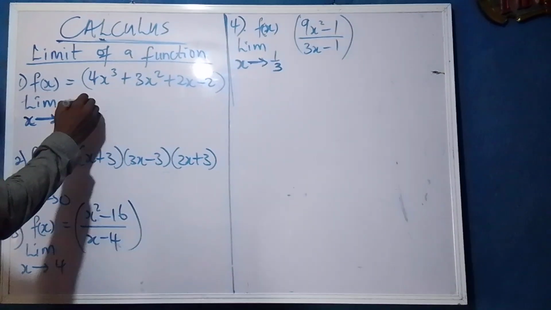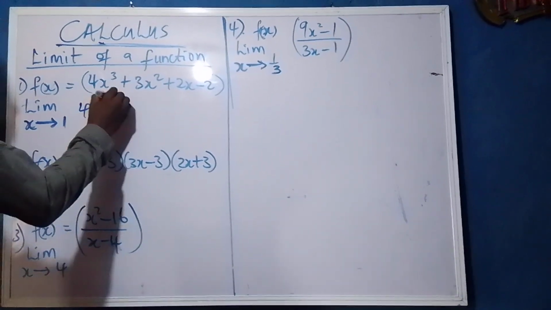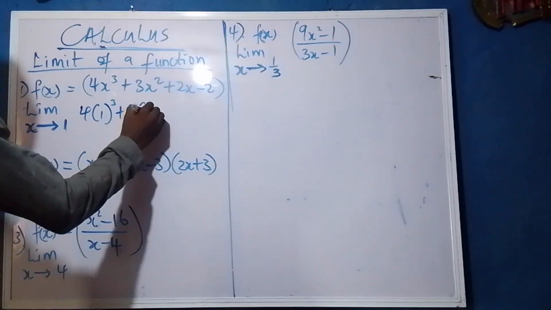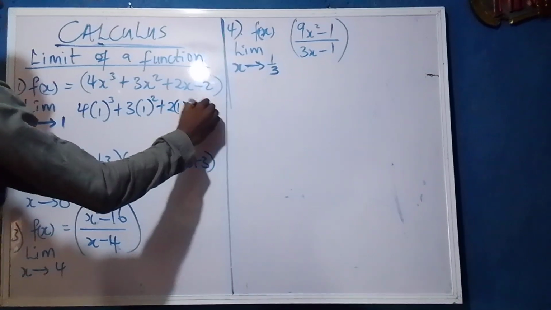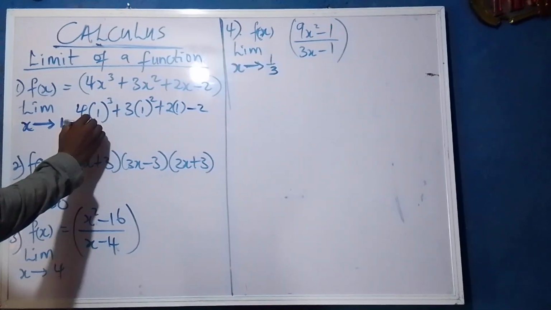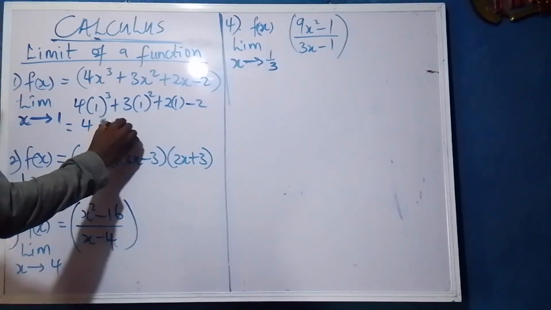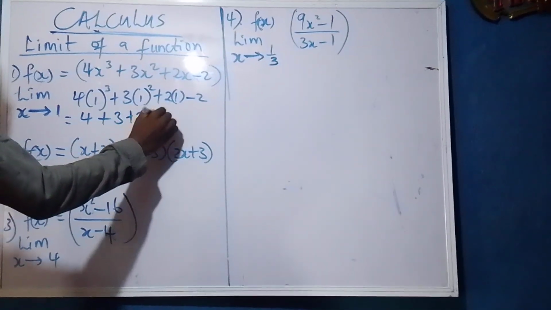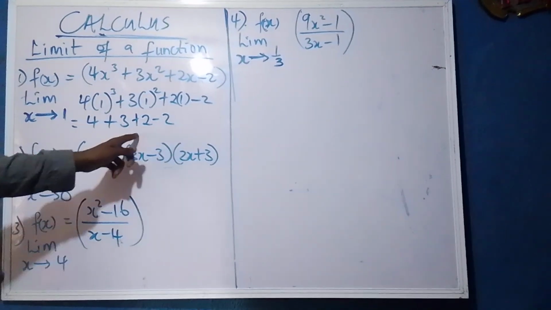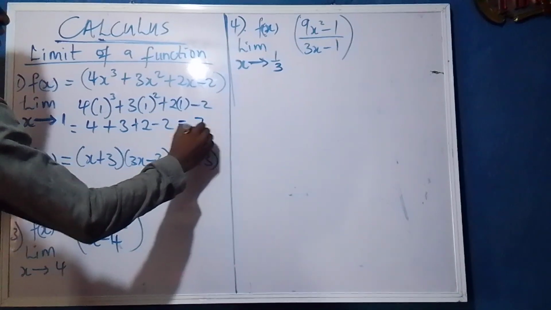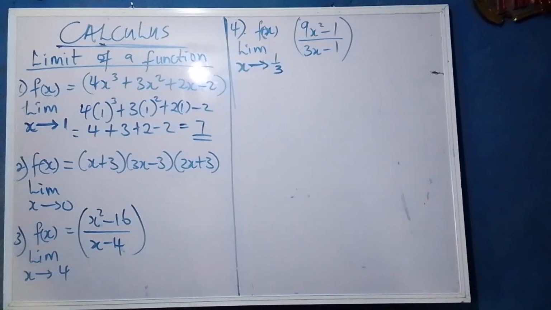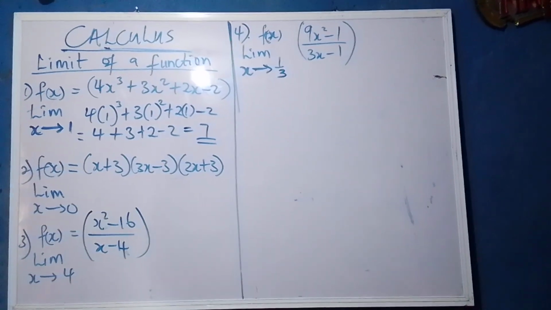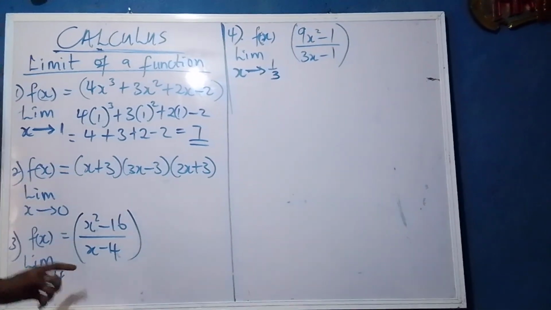So that would be 4 open bracket 1 to the power of 3 plus 3 open bracket 1 to the power of 2 plus 2 then 1 then minus 2. So we'll be having 4 plus 3 plus 2 minus 2. So if you do this, your final answer is going to be 7. So 7 is our value for the limit of this function. So 7 is our value. Now let's do number 3.